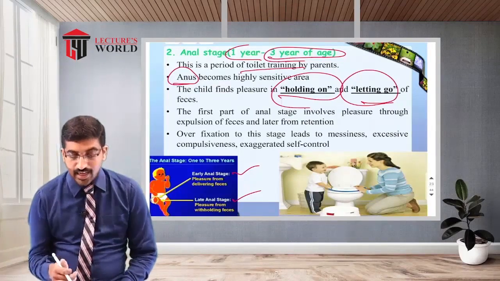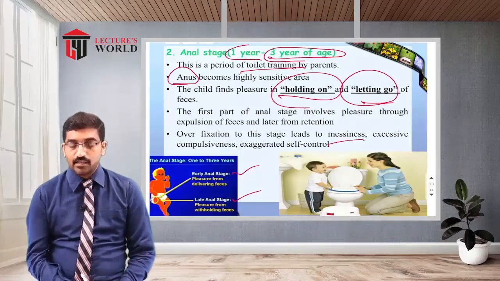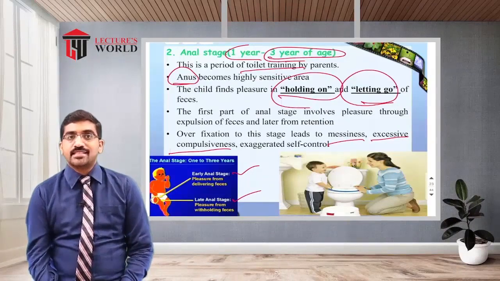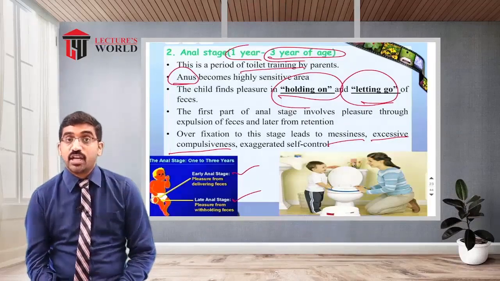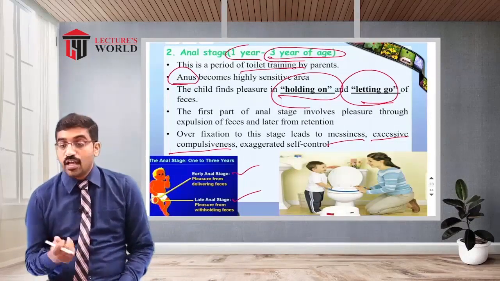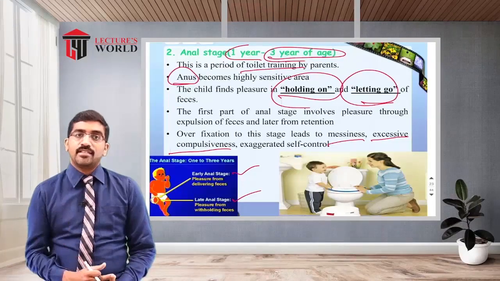Such personalities are overfixed. Sometimes they will create messiness, uncleanliness, or be excessively compulsive. Or if you remember OCD, obsessive compulsive disorder. OCD means compulsion. They have an obsession about everything being perfect. My hand is dirty, the room is not closed, my room is not clean. Every time they will clean the room. Why? Because they want everything to be perfect.